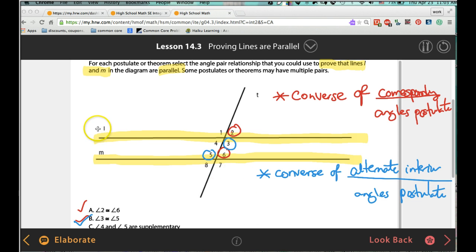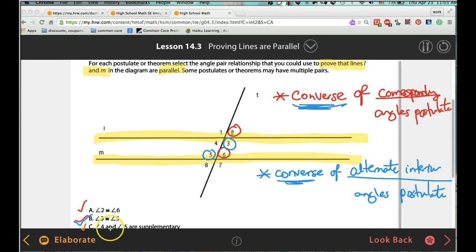So please don't get this confused, okay? If you already know that the two lines are parallel to each other, then because they are already parallel, you know that angle 2 and 6 measure the same and that angle 3 and 5 measure the same, okay? Because you already know that these two lines are parallel to each other. But in this question, we don't know if the two lines are parallel to each other or not. So we got to prove it by using the what? The converse of, okay?